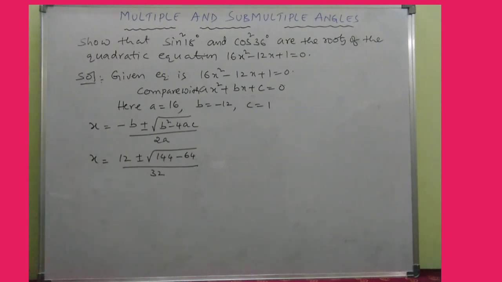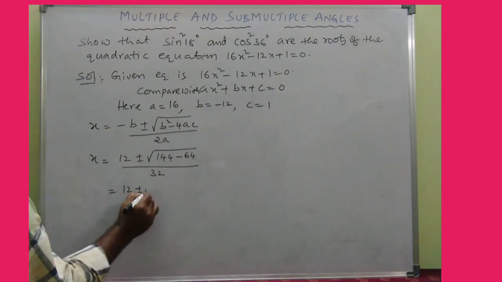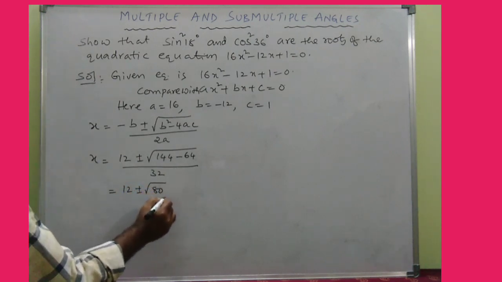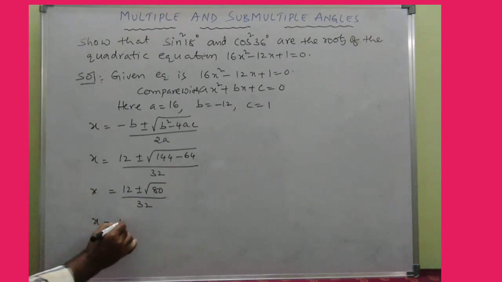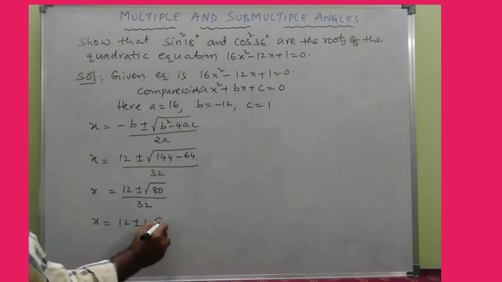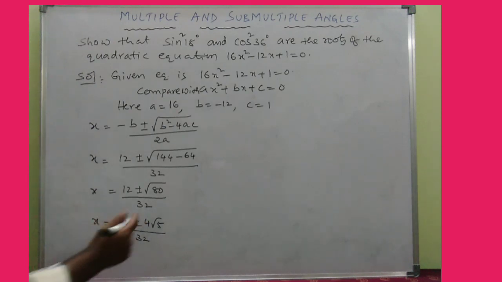Okay, so see this, hence x is equal to 12 plus or minus root of 144 minus 64, is it 80, by 32. So furthermore, 80 can be written as 16 into 5. So root of 16 into 5 means furthermore we can write it as 4 root 5 by 32. Okay, so here I think we can take 4 common in the numerator.